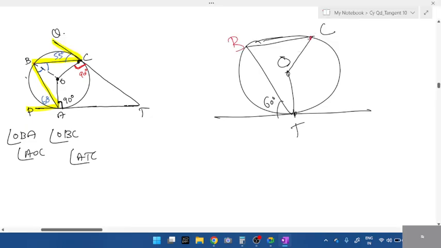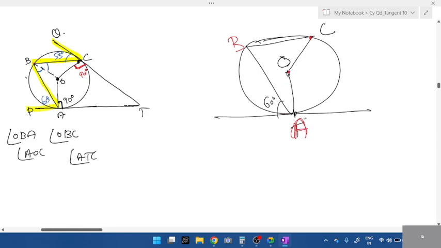BCOT is not a triangle, it's a quadrilateral. For quadrilateral, you can't use alternate segment theorem. Okay, there are four vertices, students, BCOT. And those four vertices are not all touching A.